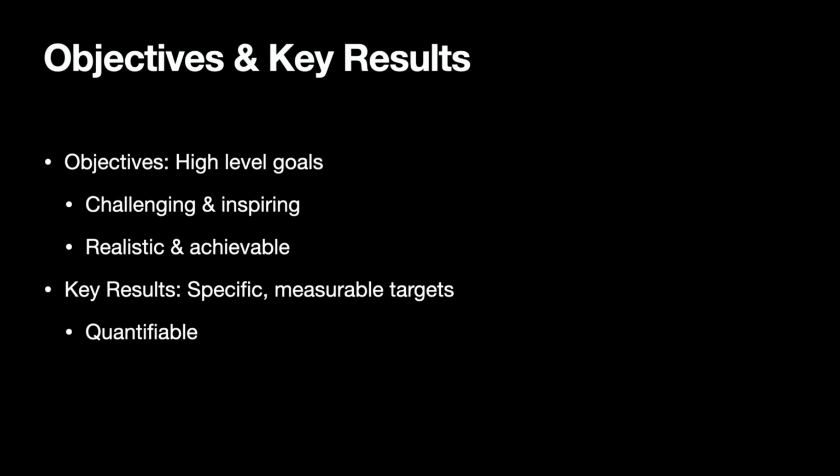Laid out more specifically, OKRs consist of 2 key parts. The first is objectives. These are high-level goals that the organization wants to achieve. They should be challenging and inspiring, but also realistic and achievable. And the second is key results. These are specific, measurable targets that the organization needs to hit in order to achieve its objectives. Key results should be quantifiable and objective so that progress can be tracked and measured accurately.